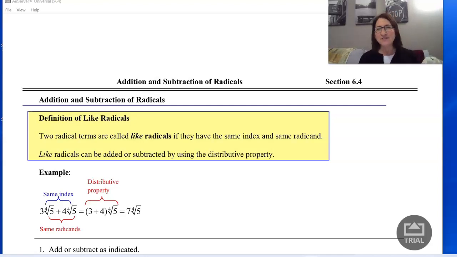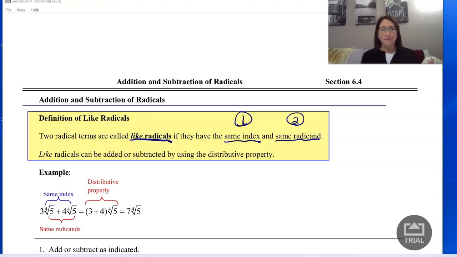So first, in order to add and subtract radicals, we have to understand exactly what a like radical is. Think of it similar to how, before you can add and subtract in algebra, you have like terms. Well, we have like radicals. Two radical terms are considered like radicals if they have first the same index and second the same radicand.